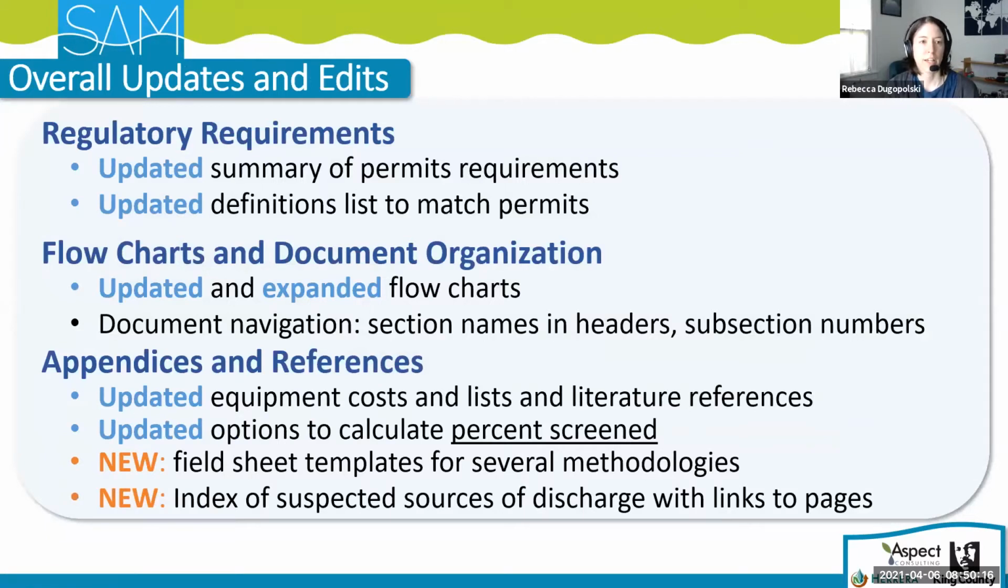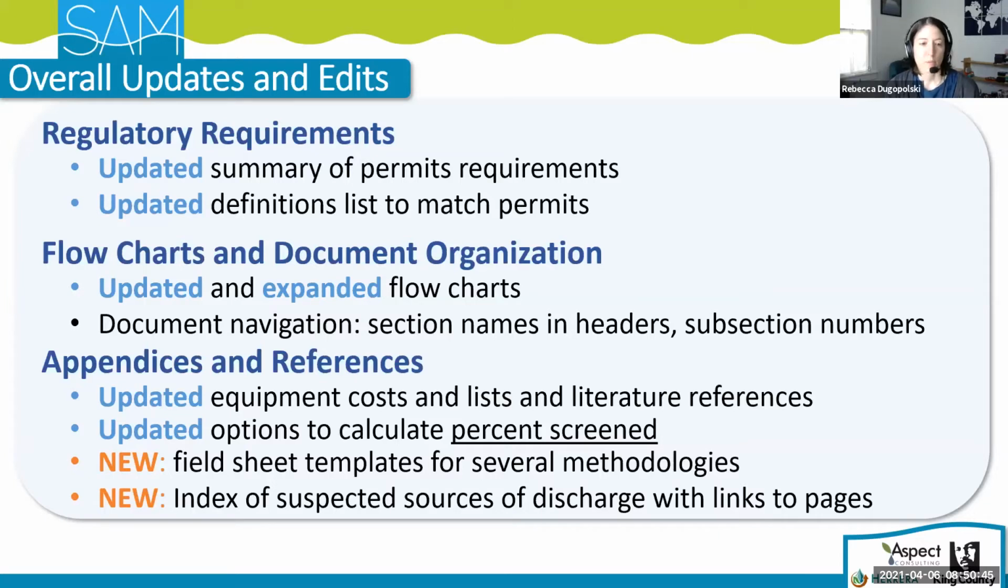Some of the overall edits: along with those specific edits in those 3 main sections, we also updated the regulatory requirements in the upfront section of the manual. So we made sure that we updated the summary of the permit requirements. We updated the definitions to match the most recent permit. We also updated and expanded the flow charts. So those have been updated since the previous manual. So definitely take a look at that. And document navigation, there's now section names and headers and subsection numbers.